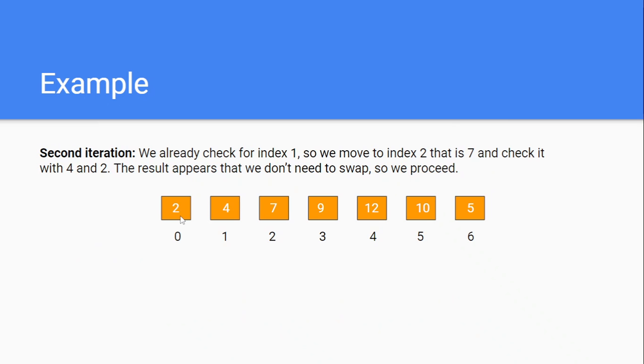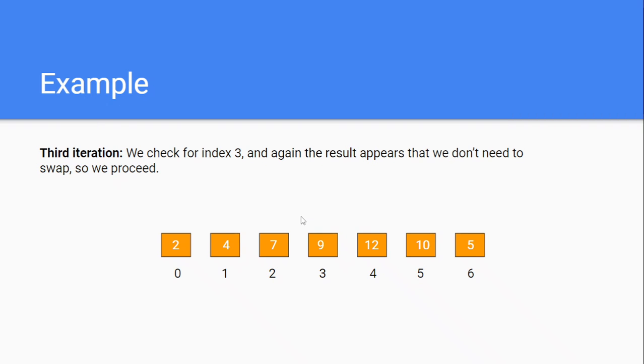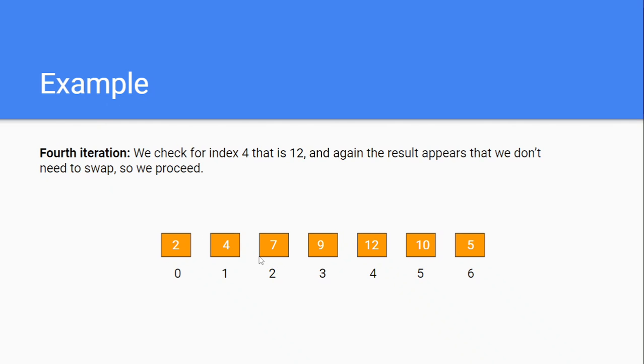Normally the array starts from this point. In our code we will always start from index 1, but for the explanation purpose we are moving from 0. Now in the second iteration we check position 1, so let us move to index 2, and here we have got 7. The 7 is greater than 2 and greater than 4, so we have got our array as 2, 4, 7 until now. In the third iteration we check index 3, where we have the element 9, which is again greater than all 3 elements, and at index 4 we have got 12, which is greater than all of these 4 elements.